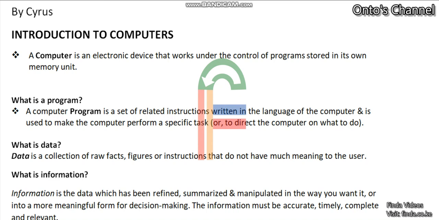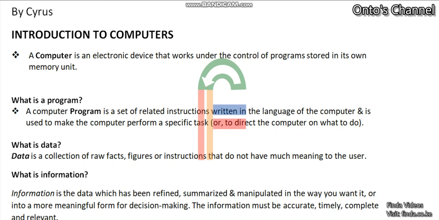Now, let's talk about these programs that help the computer execute the instructions. What is a program? A program is a set of related instructions written in the language of a computer and is used to make the computer perform a specific task. If that is a lot of jargon to you, a program is a set of related instructions which specify how the data is to be processed. Also, you can say it's a set of instructions used to guide a computer through a process.